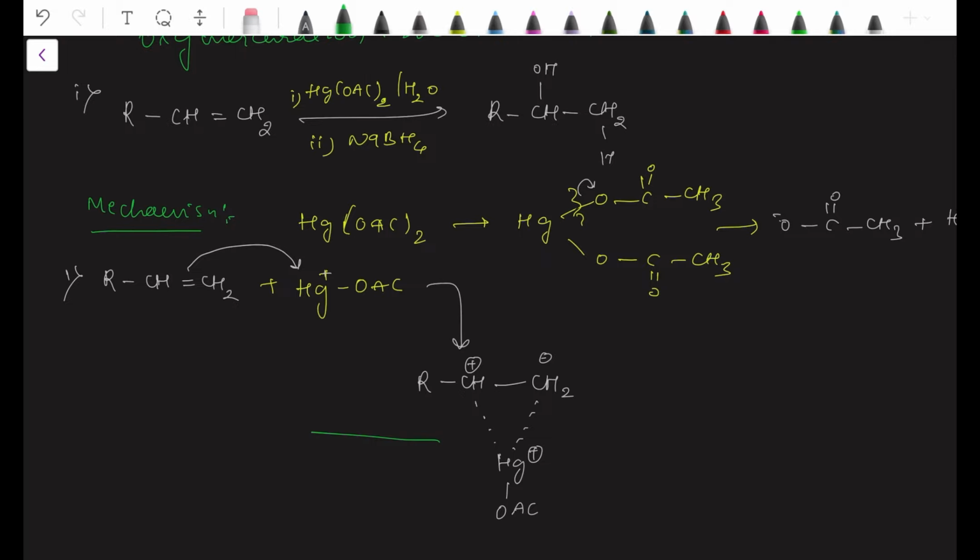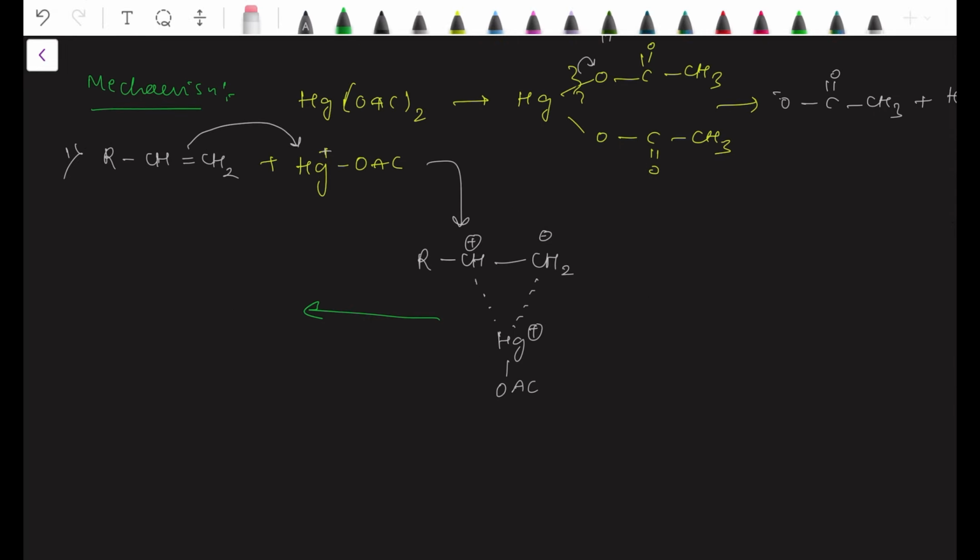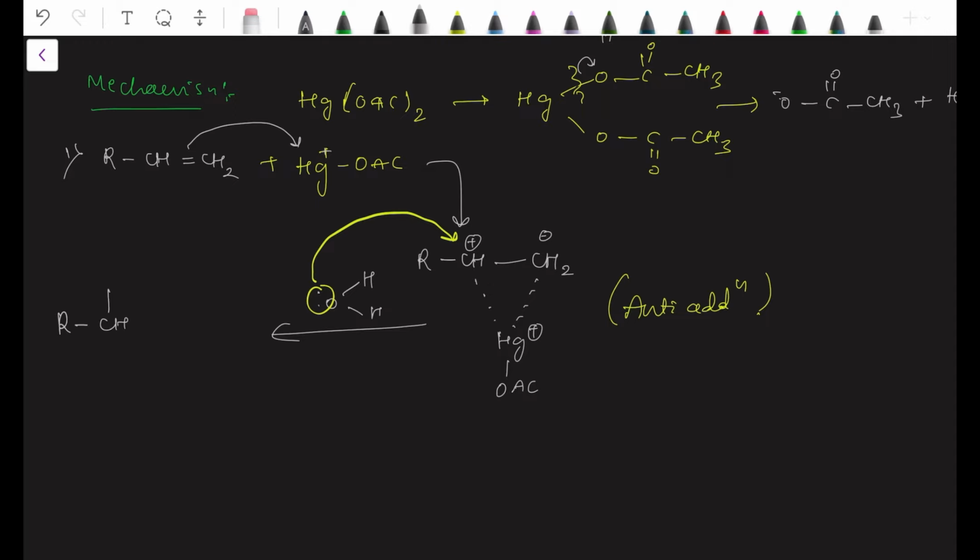So to this, if you now add water, I will explain these characteristics later by some points. You just try to understand the mechanism. Here addition of water takes place. This lone pair will obviously attack from the opposite direction. That's the reason we call it anti-addition. Keep this in mind first. In this anti-addition, water attacks in the opposite direction because the carbon is positive and oxygen has a lone pair. So we get the product like this.